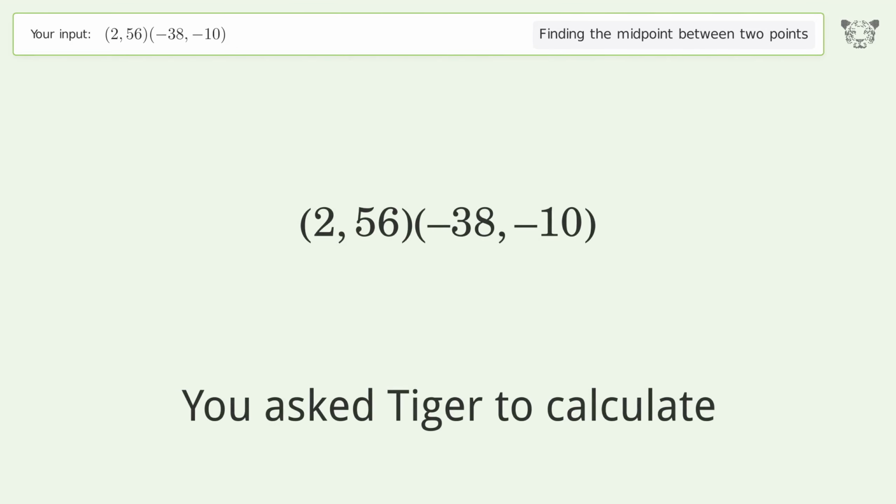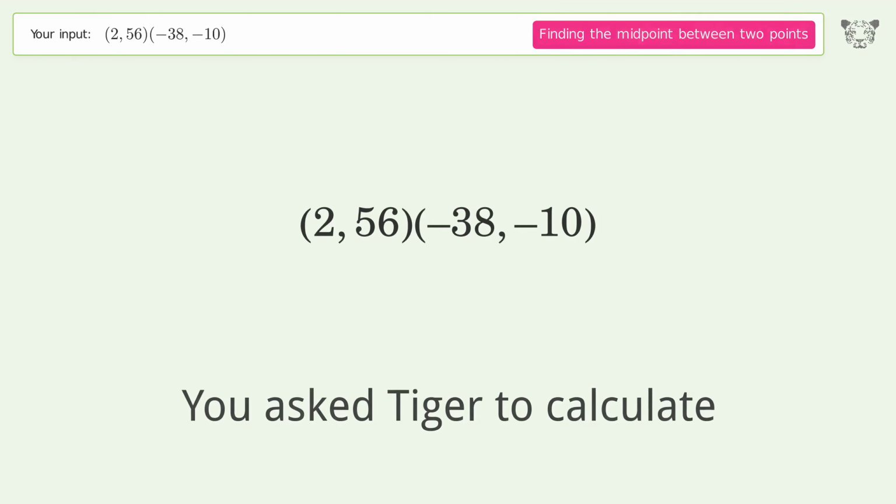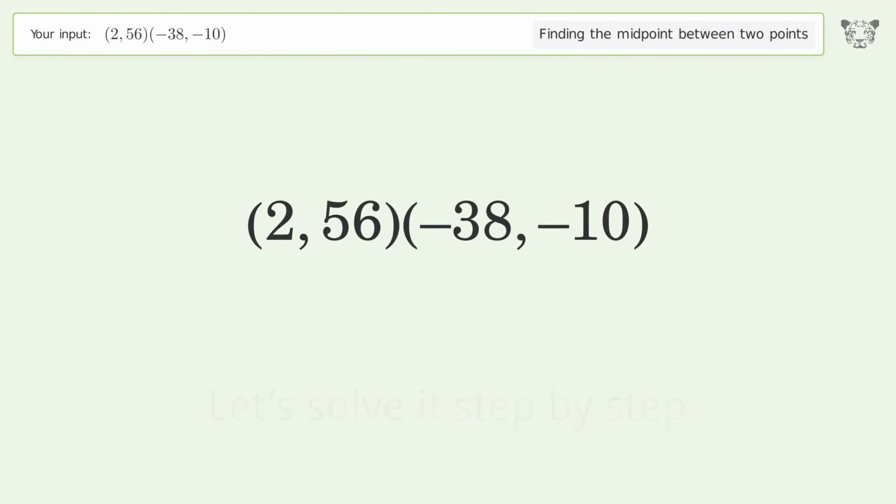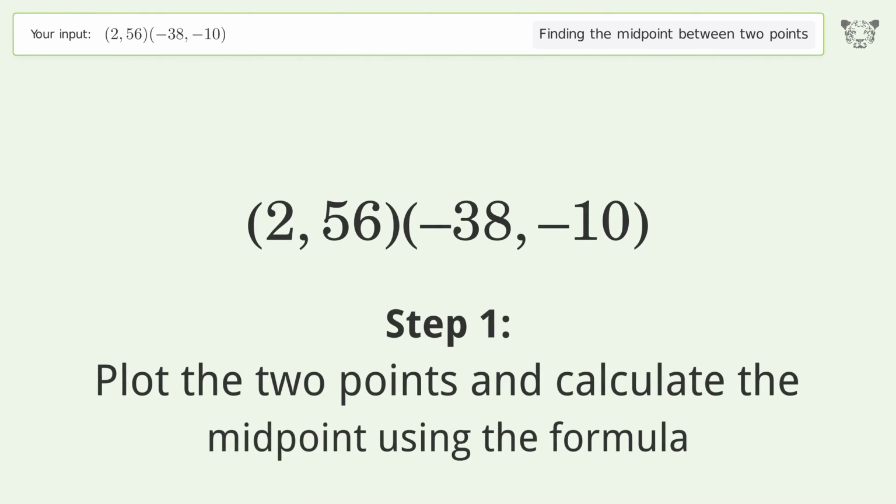You ask Tiger to calculate. This deals with finding the midpoint between 2 points. The midpoint between the 2 points is -18,23. Let's solve it step by step. Plot the 2 points and calculate the midpoint using the formula.